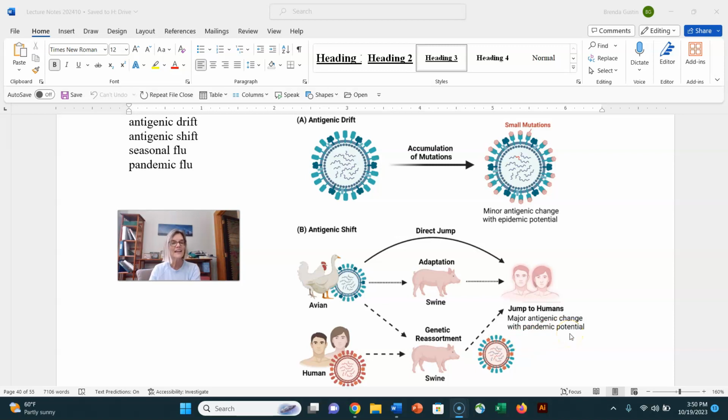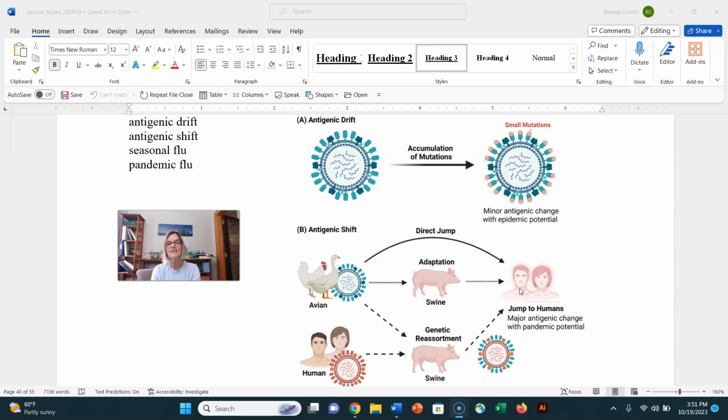A pandemic is an epidemic that happens around the world. And what has to happen for that is that it's a brand new virus that nobody has immunity to. With this antigenic drift, because these are small changes, there's probably always going to be some people that have been exposed to this before. The antigenic shift is going to create a brand new virus that people can get exposed to and might have properties that have never been detected before.